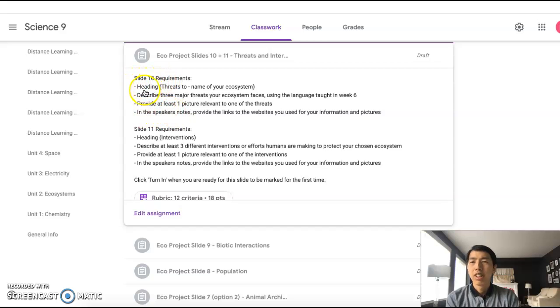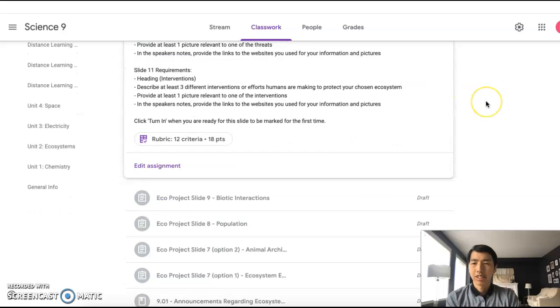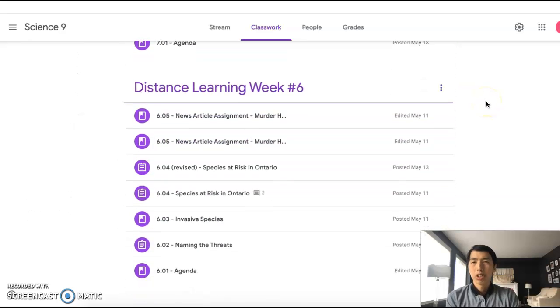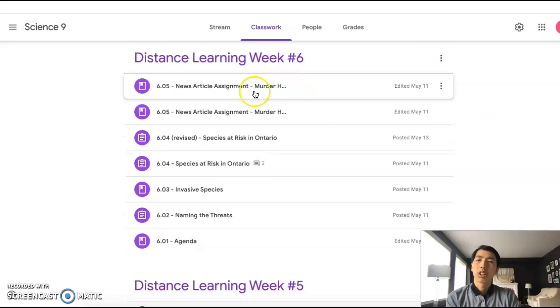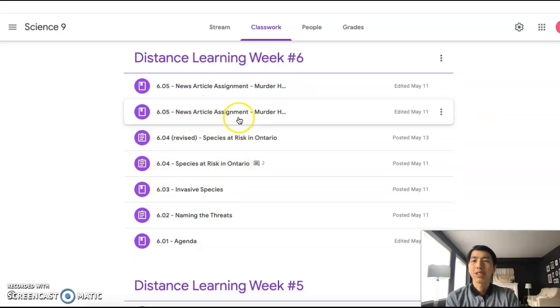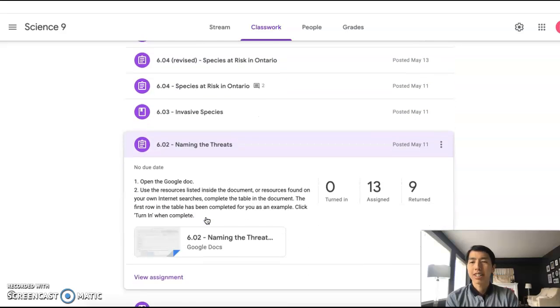Slide number 10, you need the heading, which is threats to the name of your ecosystem. And then I want you to describe 3 major threats your ecosystem faces. And I want you to use language taught in week 6. So I'm going to jump down to week 6. When you're making this slide, I want to see words that were taught within this week for the ecosystems. Particularly, look at lesson 6.02 here, naming the threats.